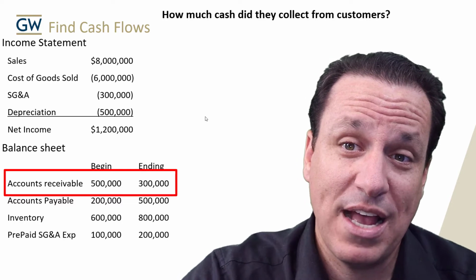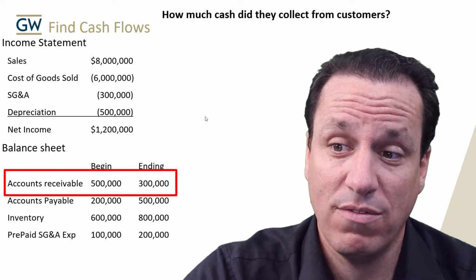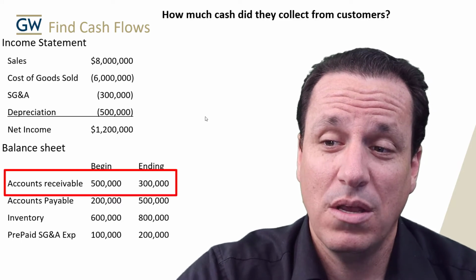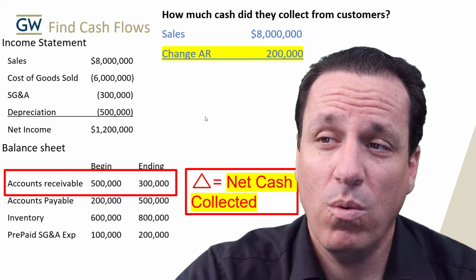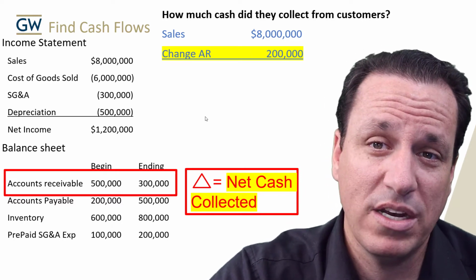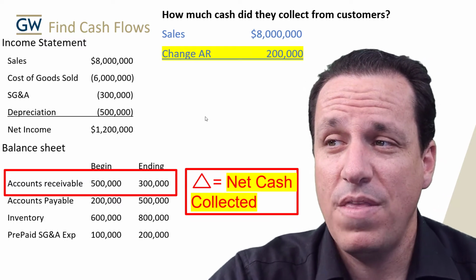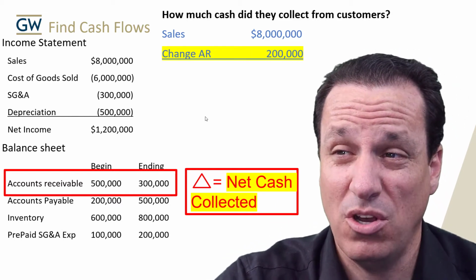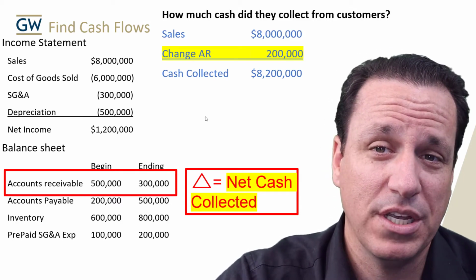So it was at 500,000 and then they have fewer outstanding customer accounts. So they only have 300,000. That means it went down. That means they actually collected an additional 200,000 more than what they have in sales. So we have sales, and what we're going to do is add the change in accounts receivable. This change in accounts receivable is related to sales. Sales can be made in cash or accounts receivable. So the change in accounts receivable lets us know that whatever we added to accounts receivable, we reduced accounts receivable by $200,000 more. And so the total net cash collected from customers is $8.2 million.